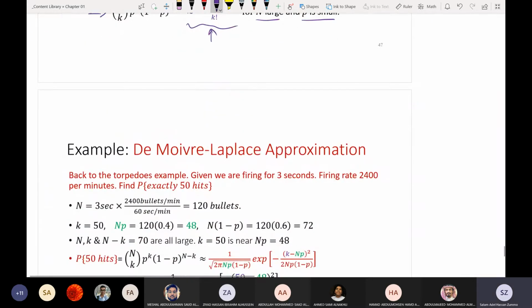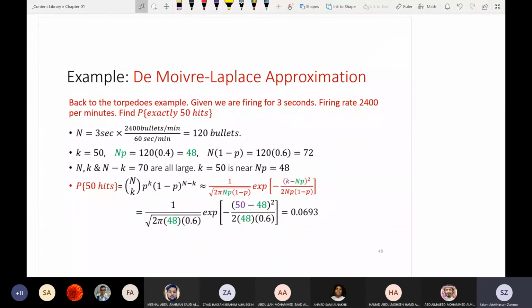So let's go back to the example here. We said that n equals 120 and k equals 50. So np equals 120 multiplied by 0.4, which is 48. So you can see that we have n large, k large, and k is close to np. And because of that, they satisfy the Laplace approximation, and hence we can use Laplace approximation.